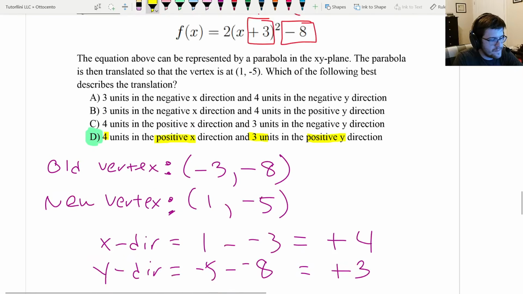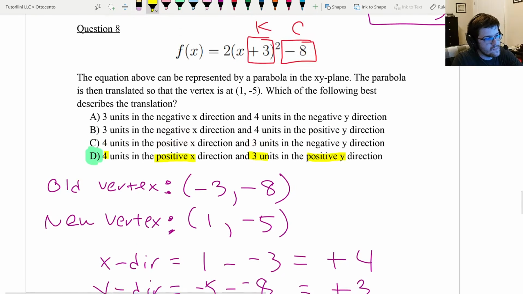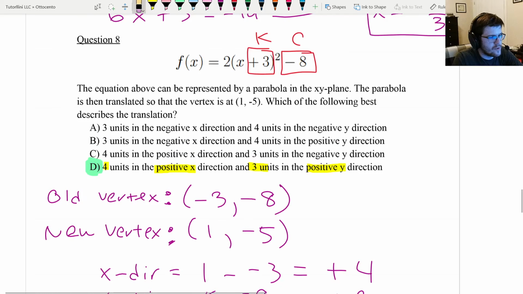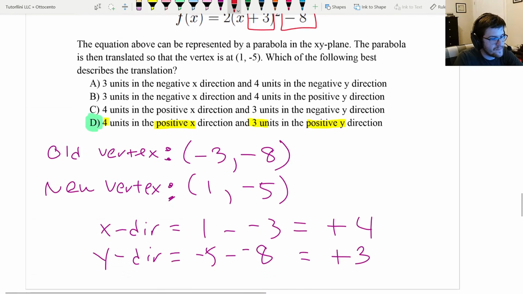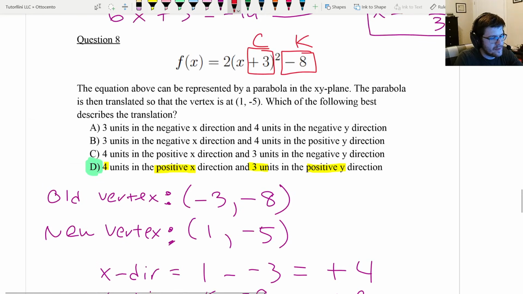D looks really good. I wrote this down wrong, my bad. This one is change, keep. So we change that one inside the function, inside the parentheses. I still think the work is right. Negative 3, comma, negative 8. Good.